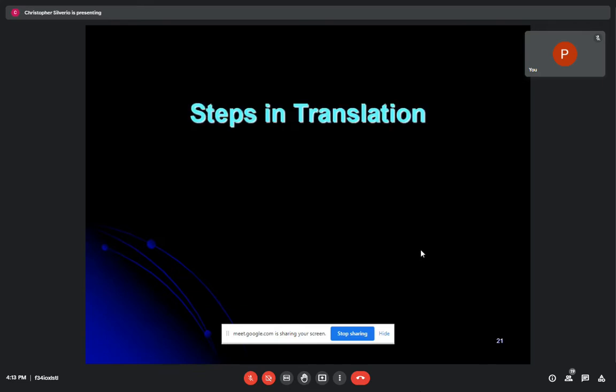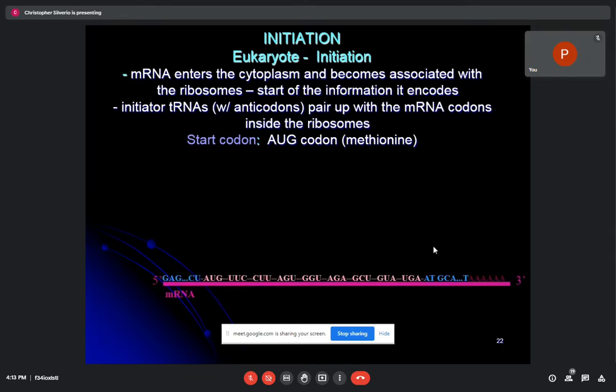What are the steps in the translation process? Initiation. Okay. First, there is the initiation process wherein the mRNA enters the cytoplasm and becomes associated with the ribosomes, which is the start of the information it encodes.